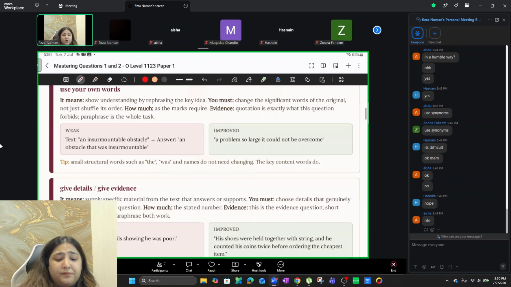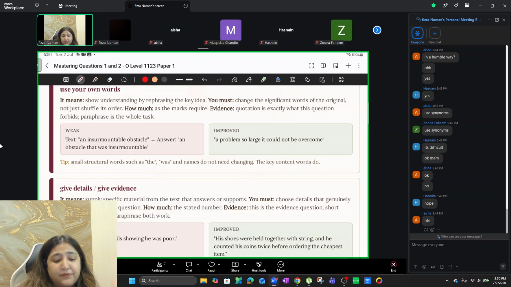All right, let's move on. So the tip is simple. Small structural words such as the, was, and names do not need changing because obviously they are part of the structure. They are not the keywords. They are either your articles or they are your helping verbs. Obviously, names cannot be changed. So the key content needs to be changed into synonyms.